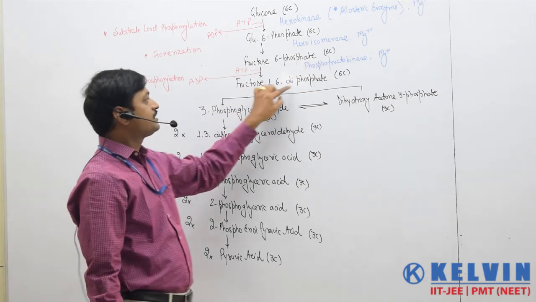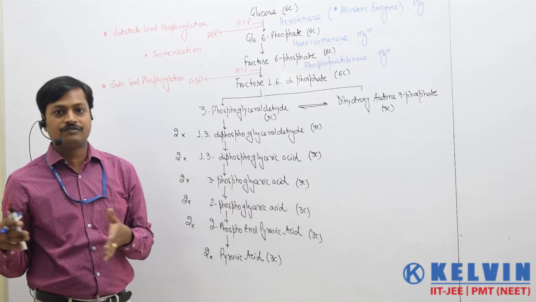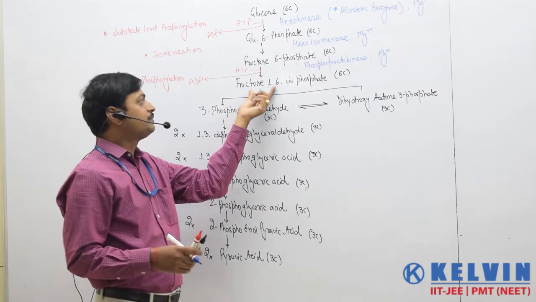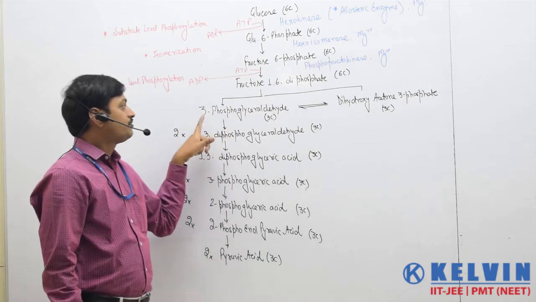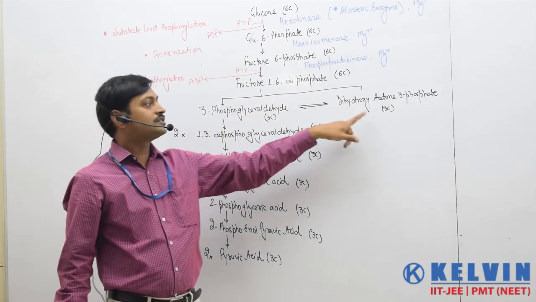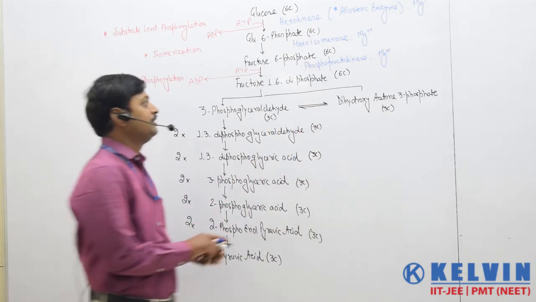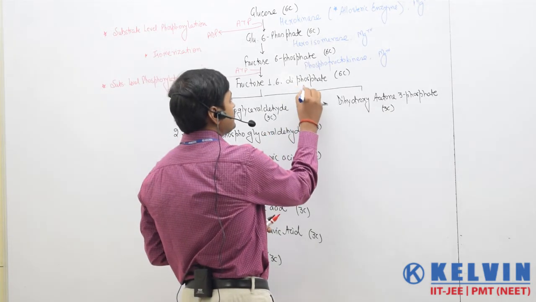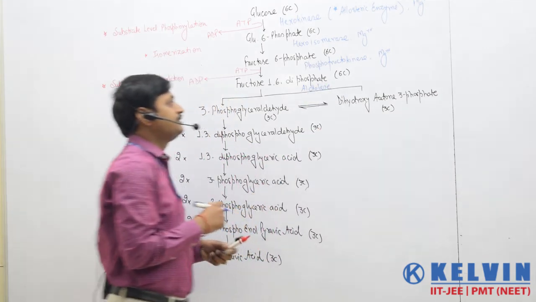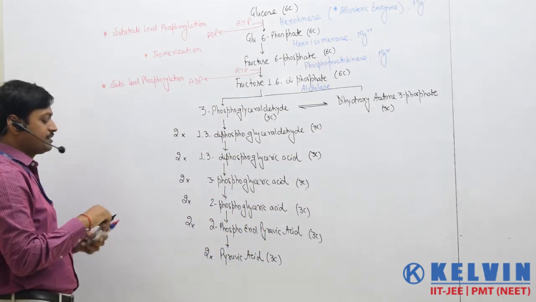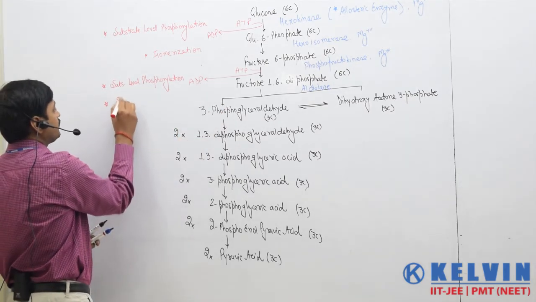Now fructose 1,6-diphosphate has 2 phosphate groups at opposite ends. One is on the first carbon, another on the 6th carbon. So now this compound is unstable. It is broken down into 2 compounds, phosphoglyceraldehyde and dihydroxyacetone phosphate. These are also isomers, so they can be interconverted. The enzyme involved in that step is aldolase, and the step is simply splitting of hexose sugar.